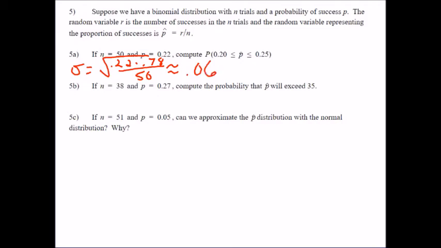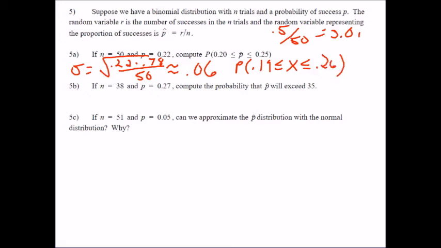All right, now if we want to do a continuity correction for this, we're going to do 0.5, and we're going to divide by, in this case, 50. So 0.5 divided by 50 is 0.01. So I'm going to subtract that from 0.20, so I'm going to make this 0.19. And I'm going to add that onto the 0.25, so 0.26.